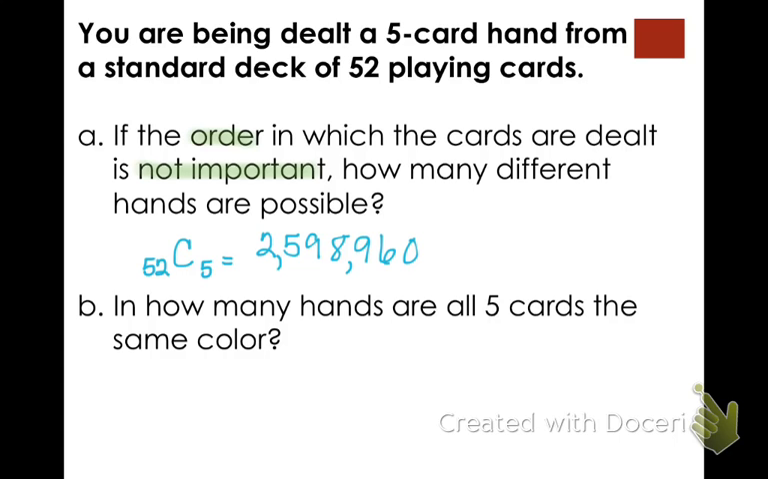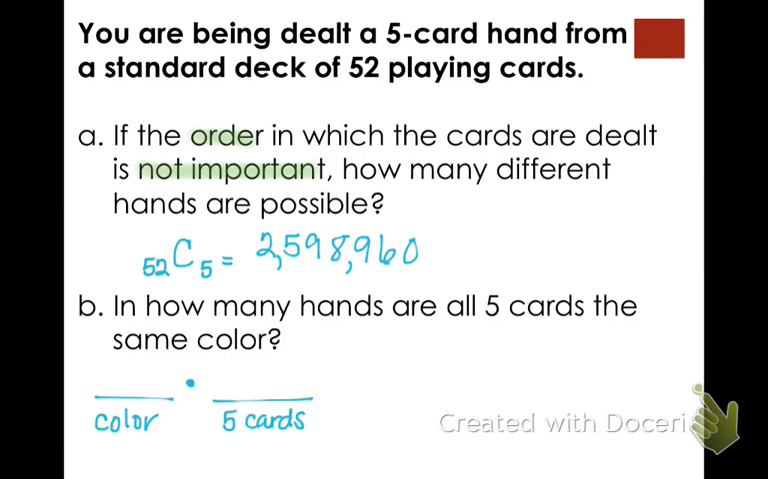Now, here's the second thing. In how many hands are all 5 cards the same color? This question really ties back to that fundamental counting principle that we talked about yesterday, because we have 2 different things that we get to choose. One, we get to choose the color, and then two, we get to choose 5 cards. Remember, we multiply those. If I have 5 different pairs of pants, 3 different t-shirts, and 2 pairs of shoes, I would multiply all those things to figure out all the different combinations.